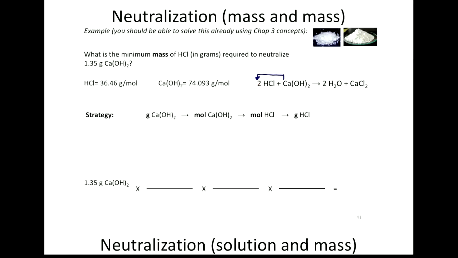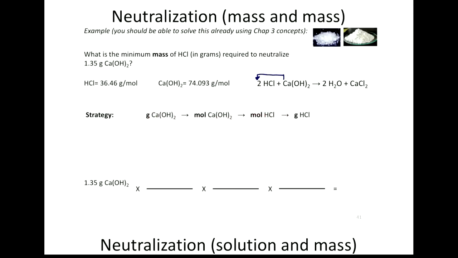And so how we approach stoichiometry in chapter 3 is we started with a gram amount, we went to a mole amount, did stoichiometry to get a new mole amount, and then used another molar mass to get a gram amount. So that's what we're doing here. You see that strategy right here.